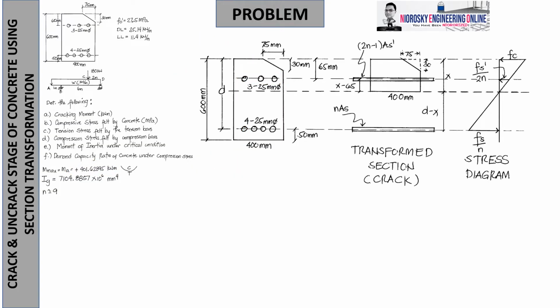Okay, what you're seeing here is what we call the transform section. What we're doing here is to idealize the code. In our past video lecture, we discussed that there are two stages of cracking: the non-crack linear stage and the crack linear stage.